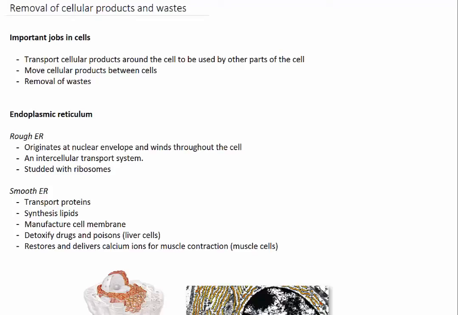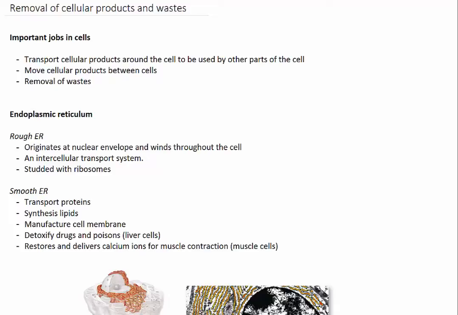An important job in cells is to move cellular products around the cell so they can be used by another part of the cell. So for example, proteins that are produced by ribosomes often need to move to other parts of the cell where they can perform their function. Sometimes these products are required for use in other cells, so they have to move from one cell to another. And in addition, wastes need to be removed and transported out of cells.